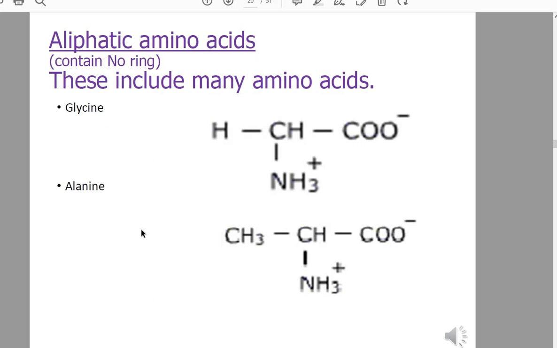The aliphatic amino acids. What is the meaning of aliphatic? Aliphatic means that there is no ring. So when an amino acid contains a benzene ring, it's called aromatic. They are three. When it contains a cycle or ring other than the benzene ring, it's called heterocyclic. And when it doesn't contain any cycle or any ring, it's called aliphatic amino acids. And they include glycine. This is the constant structure of amino acids: alpha carbon attached to a carboxylic group, an amino group, a hydrogen atom, and this is the side chain of glycine. And alanine.